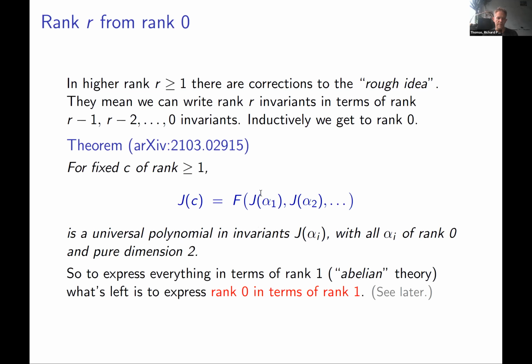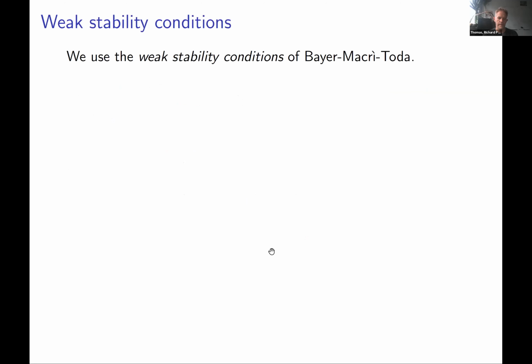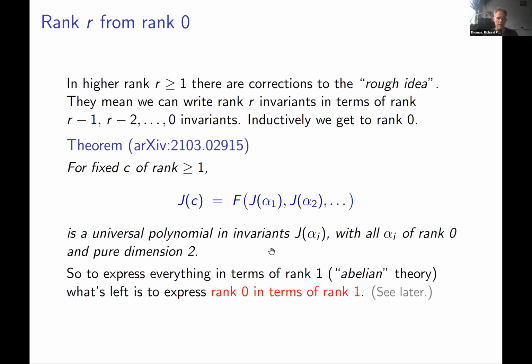Okay, so then what's left is to express everything in terms of rank one. And I come back to that later. But what most of the rest of the talk is going to be about is how we prove this, how we get from rank R to rank R minus one and below, and then inductively, therefore, to rank zero. Any questions before I start on the stability conditions?